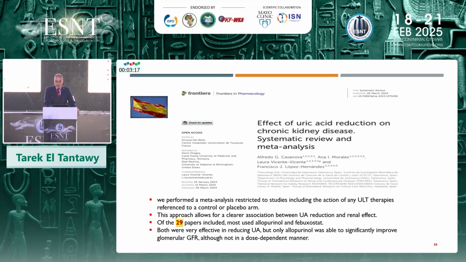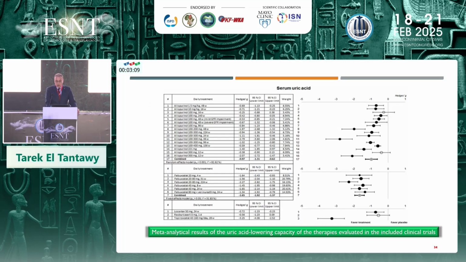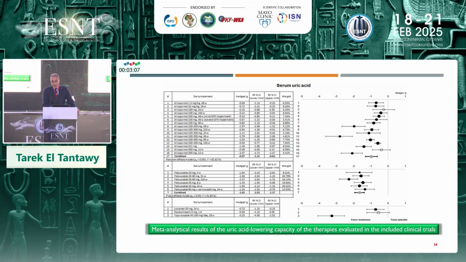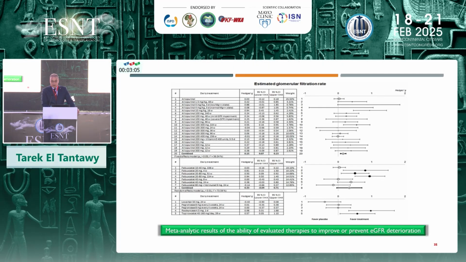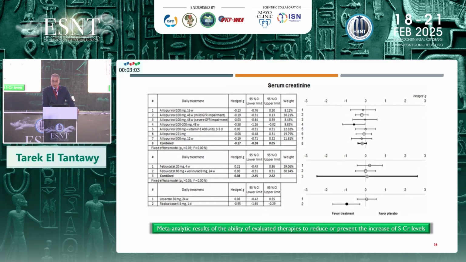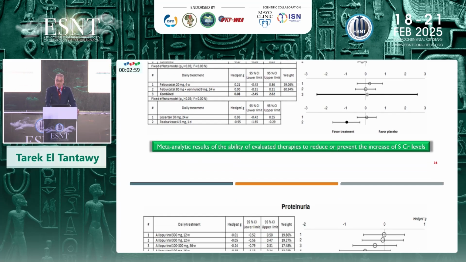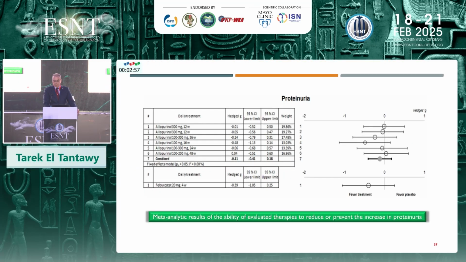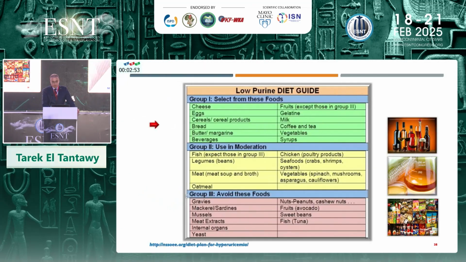Another systematic review and meta-analysis from Spain about the effect of uric acid reduction on chronic kidney disease, including 29 papers. Also, reduction of uric acid prevents the decline of the GFR and prevents the increase of serum creatinine level. It also prevents an increase in the level of proteinuria, in favor of using treatment.